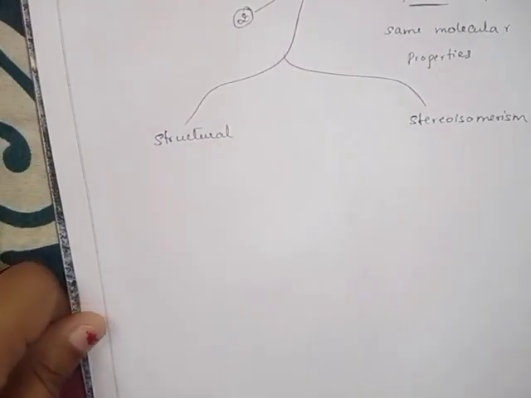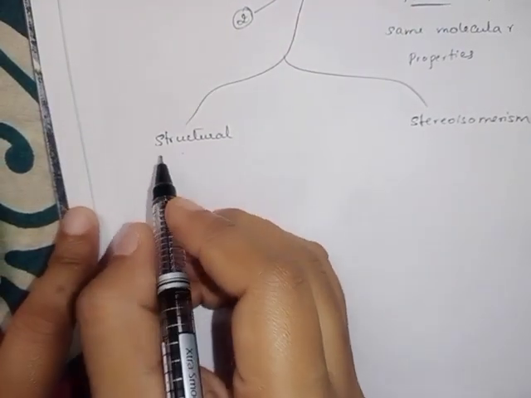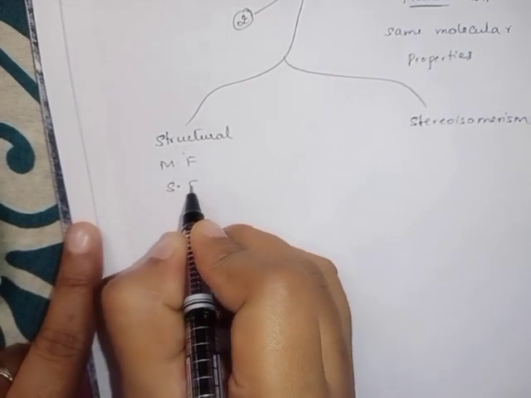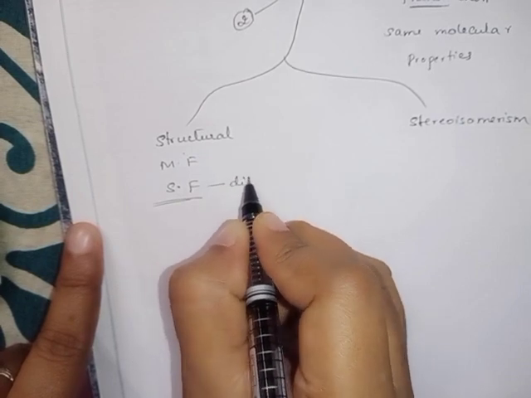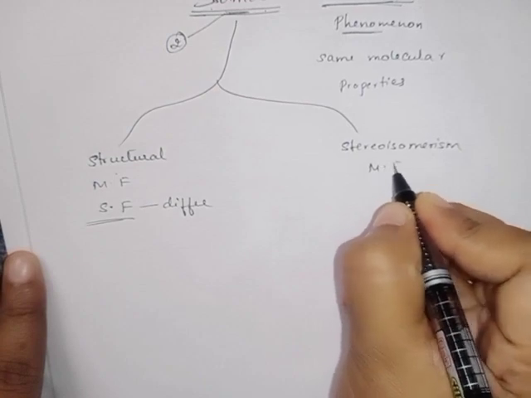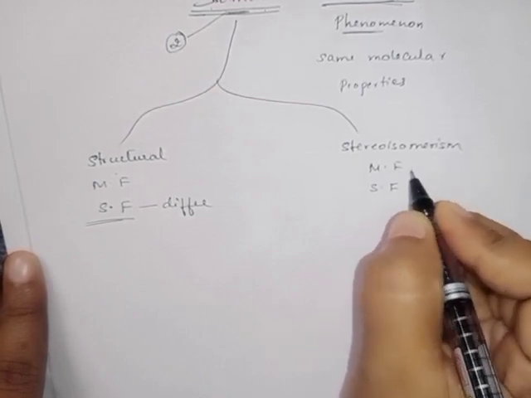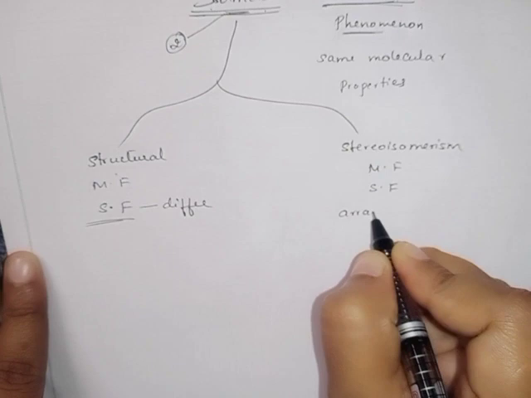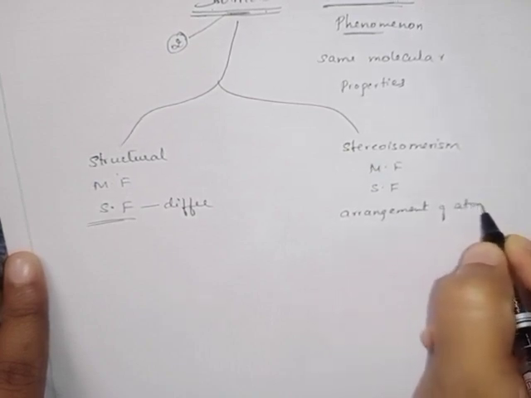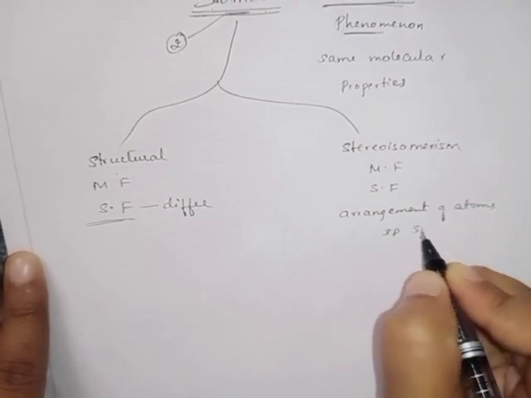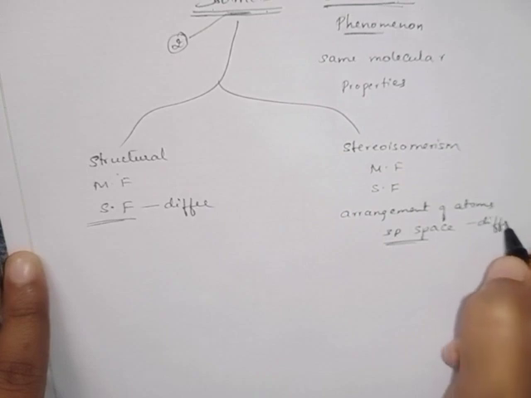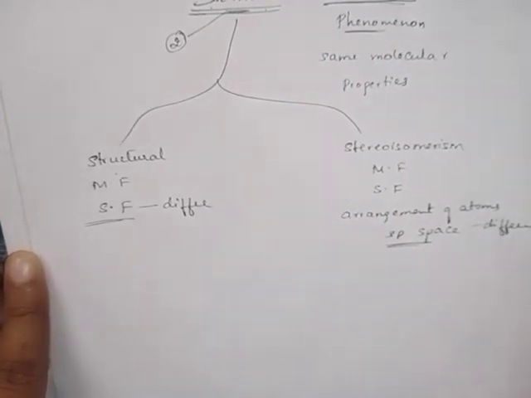Structural isomerism means they have the same molecular formula but different structural formula. In stereoisomerism, the molecular formula is the same, the structural formula is also the same, but the arrangement of atoms in 3D space, the spatial arrangement, is different. Okay, clear?